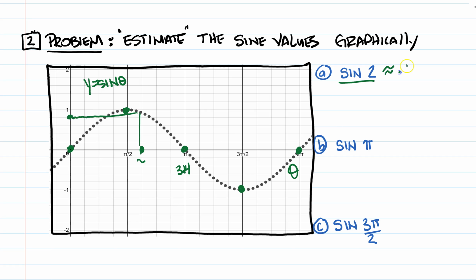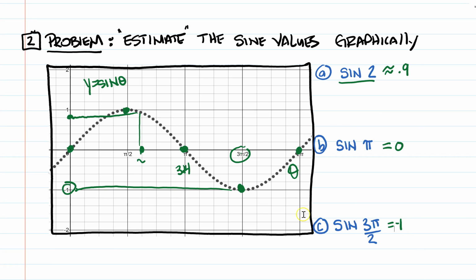So I'm going to say this is about 0.9 or so. Okay, the sine of pi, well, that one is easy. It's right here. It's at 0. So the sine of pi is going to be approximately 0. And then the sine of 3 pi over 2 is down here. Here's 3 pi over 2. If I look back, I'm getting a value equal to -1.